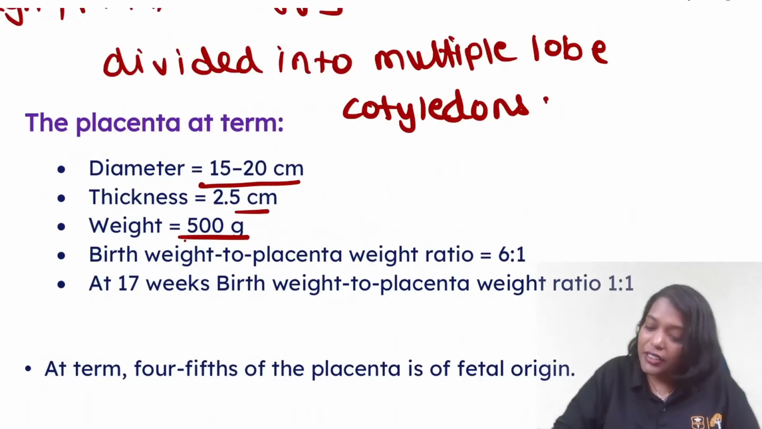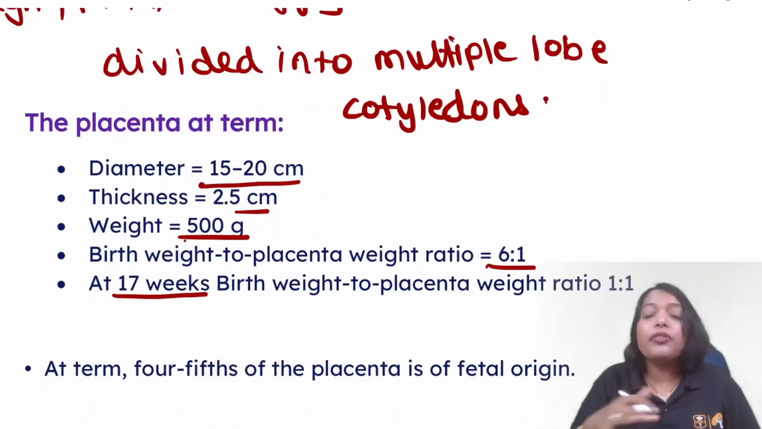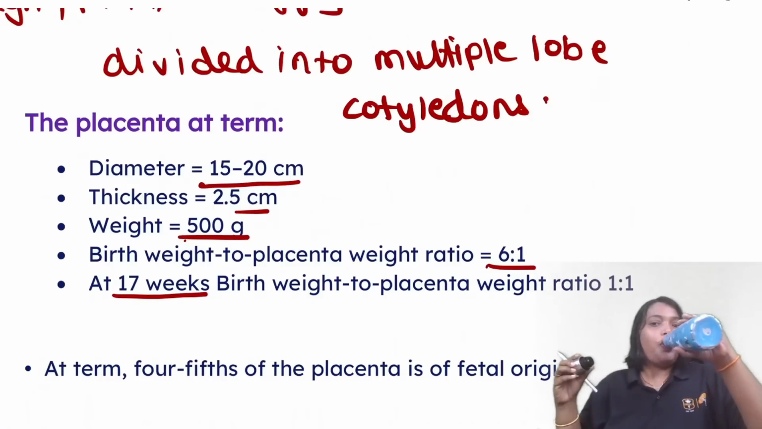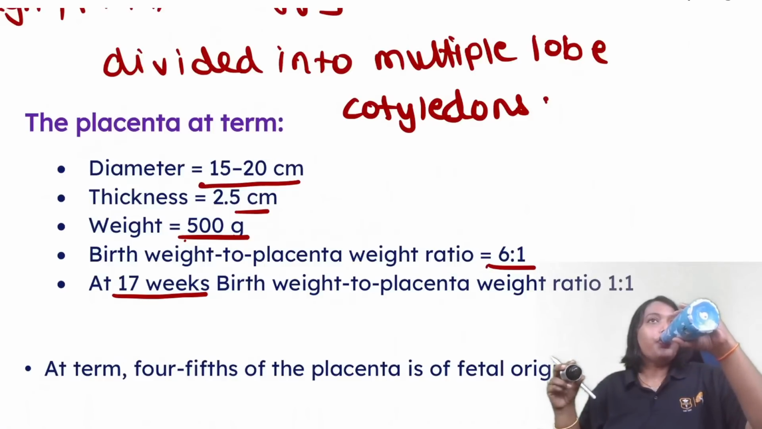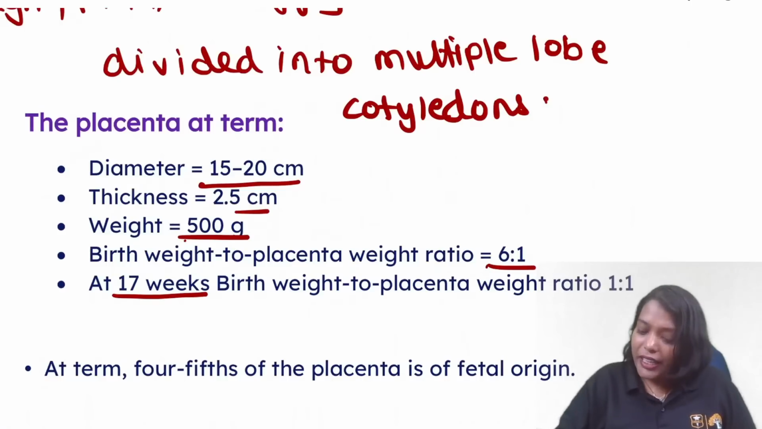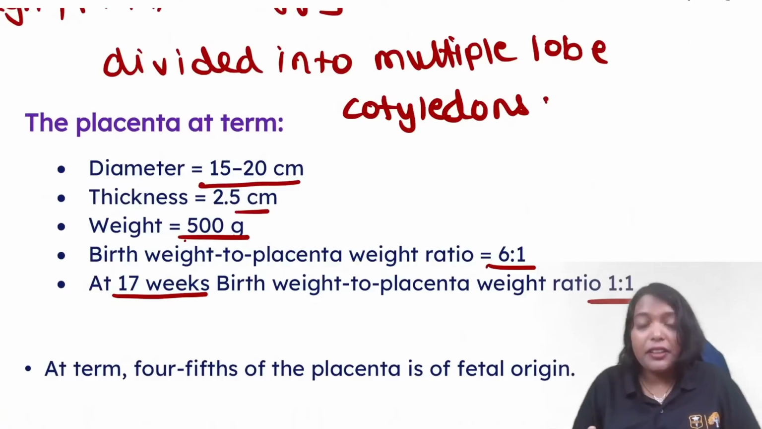Baby weight to placental weight is 6:1. So for example, if baby is 3 kgs, placenta will be 500 grams. So baby weight to placental weight is 6:1. At 17 weeks, baby weight and placenta weight both will be equal, 1:1. Right? So if you have finished writing this, first I'll just explain you in a 2D manner how this placenta is developing. Then I'll show you the video.